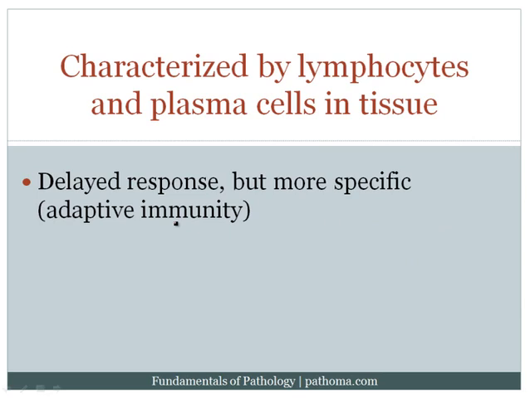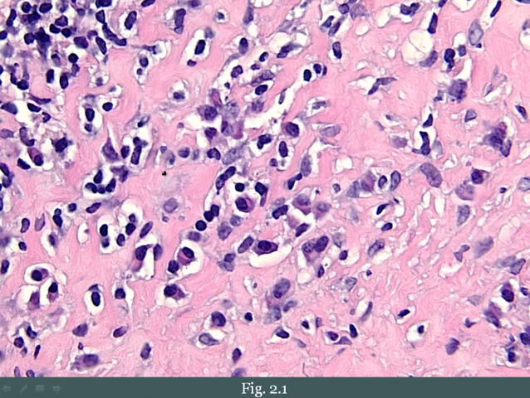Now, it's important to remember that this is a delayed response. It doesn't occur immediately. It takes some time to generate, usually a couple of days, but it's more specific than the innate immune system, more specific than the neutrophils, and it is an example of adaptive immunity. And we've already talked about adaptive immunity at the very beginning of this chapter, so I won't dwell on that here. Here's an image just reminding you of the characteristic cells that are present in chronic inflammation.